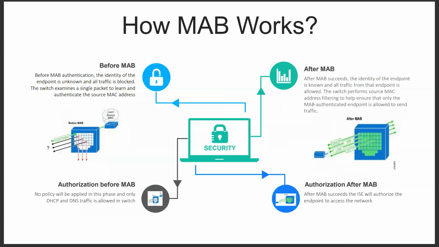Now, how MAB works is that before the MAB, you see that the user on the port is not allowed. So basically, you do have the Cisco ISE over here, which is connected to the switch, and that is connected to our PC. So this is the one. Now this device, which is authenticating on behalf of your client PC, is known as a NAD, that is a network authentication device.